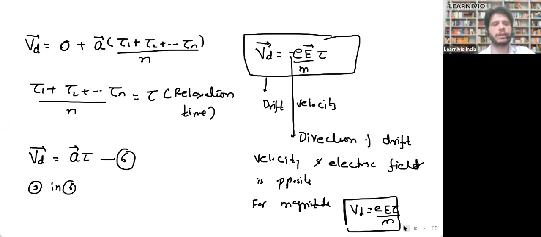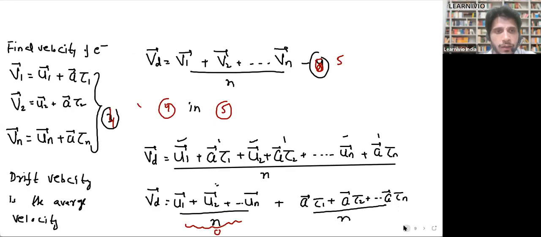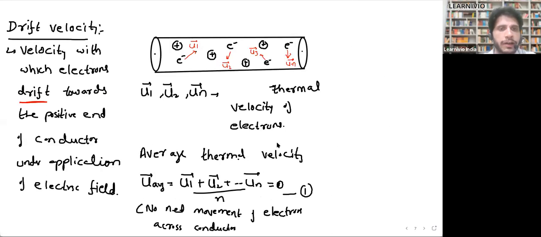I'm coming to the first slide, then you can take proper notes. So that's the drift velocity with which electrons drift towards the positive end of the conductor. Now you can write things, and keep asking wherever you get stuck in the entire calculation.